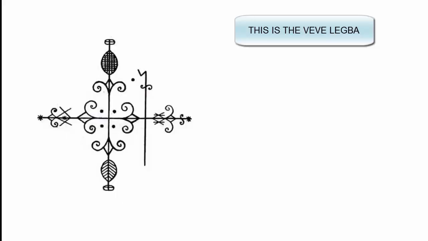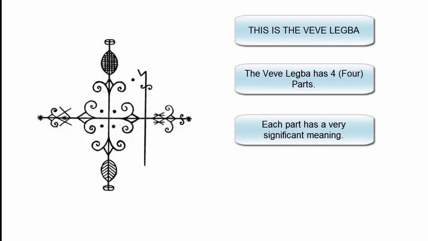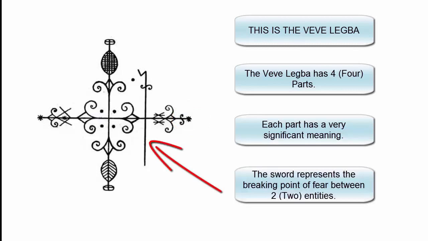This is the Veve Legba. The Veve Legba has 4 parts: 1, 2, 3, and 4. Each part has a significant meaning. For example, the sword.